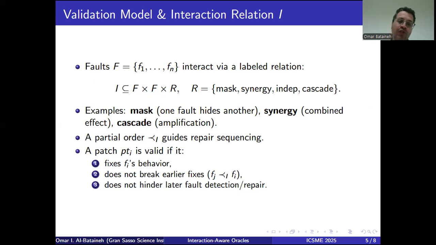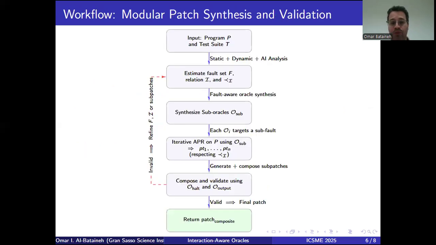patches. We consider a partial patch valid if it fixes a particular fault Fi. It eliminates the erroneous behavior associated with that fault, it doesn't break earlier fixes, and it doesn't hinder the ability of the repair system to detect and repair the other remaining unaddressed faults in the program.